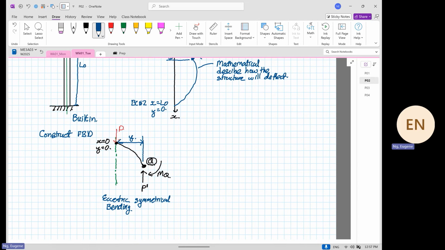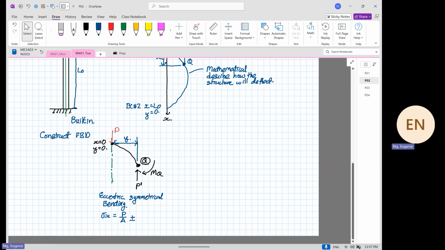So if we were to calculate our normal stresses in X, this will be equal to P over A plus or minus MZ over IZZ multiplied by a distance, for example, I'll call this X. Sorry, it has to be Y. Does this look familiar? Okay, so we are in a situation now where we're bending, right? When we calculate a normal stress, it is P over A plus or minus MZ over IZZ multiplied by Y. Okay?